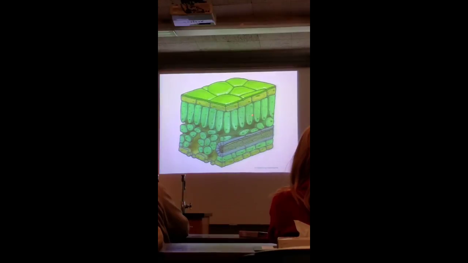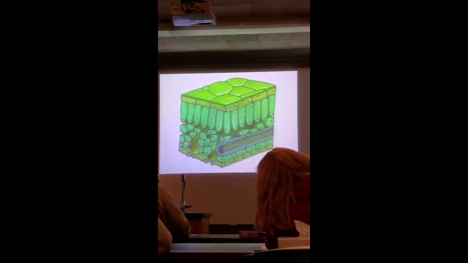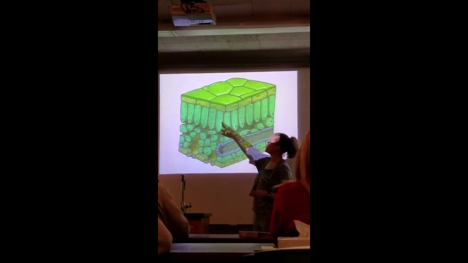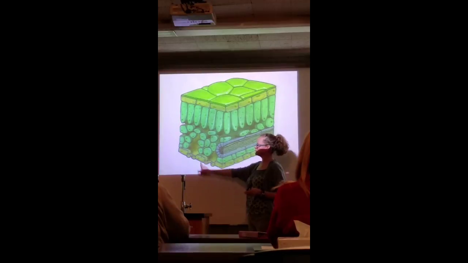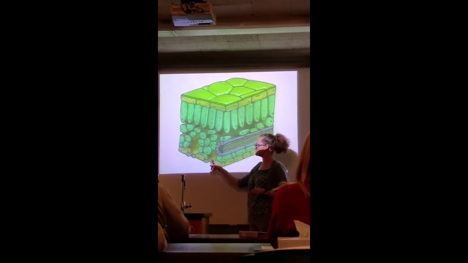This layer is called the palisade mesophyll. And what is the main activity going on in the palisade mesophyll? Photosynthesis, because it contains chloroplasts, 80% of the chloroplasts. This region is the spongy mesophyll, and it's spongy because of air. It's got to let gas exchange, right? So gas is coming from here, going out, coming from outside, going in.